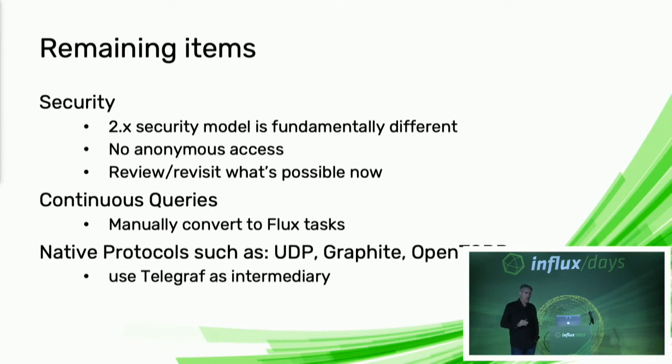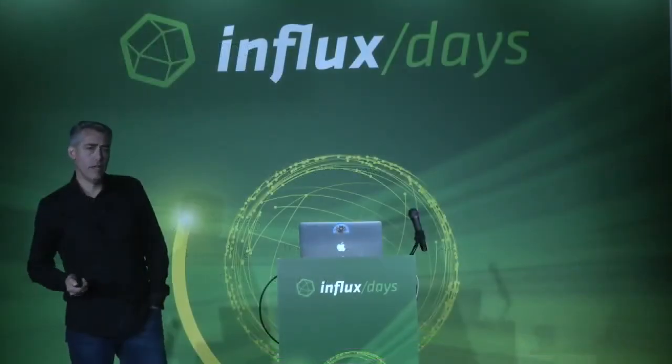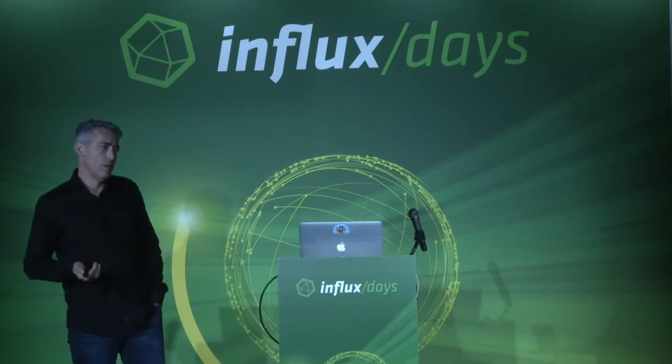And then the last thing, and I know Samir from Hulu is here and some others that rely on the native protocol support for things like UDP, Graphite, OpenTSDB, and others. Those were available natively on the database in the 1.x line. For 2.0, our recommendation is to feed that data through that interstitial Telegraf layer, so that it can be accepted in whatever native format and then converted into line protocol, which is accepted by the database itself. Okay?